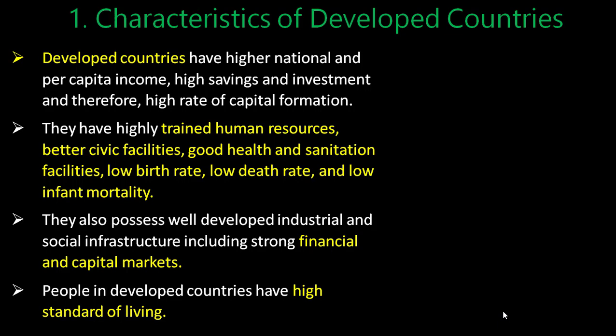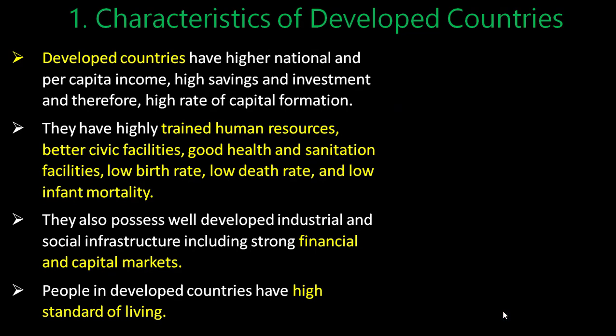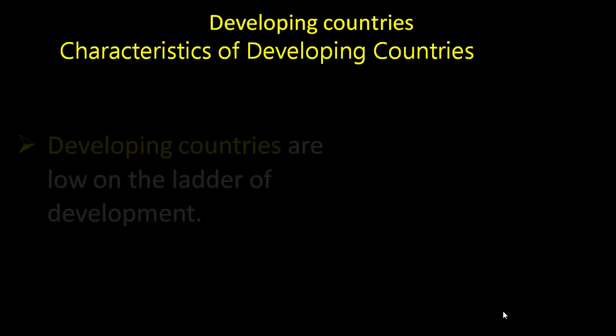They also possess well developed industrial and social infrastructure, including strong financial and capital markets. Usually people in developed countries have a high standard of living. So these are the very important characteristics of developed countries. Here are the pictures highlighting the characteristics of developed countries and developing countries.